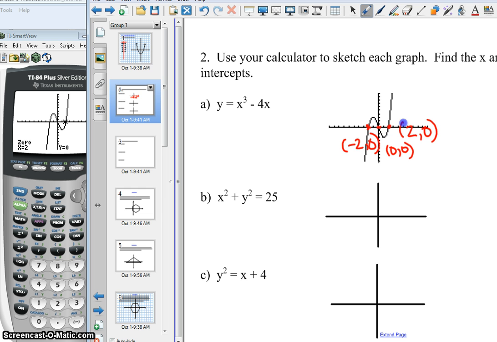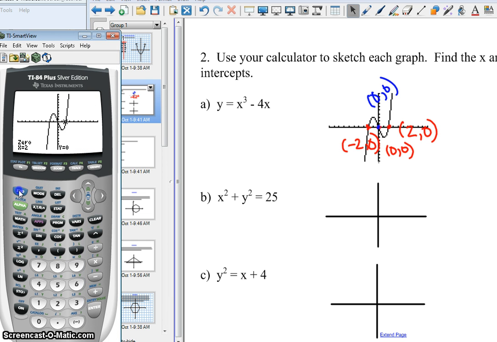Next, we're going to find the y-intercept. The y-intercept is where the graph crosses the y-axis. In this case, it's going to be the same as the x-intercept. It will be 0, 0. To do that with your calculator, you will do second, calc, value and choose 0 for the value. And then it tells you that when x is 0, y is 0. So that's your y-intercept.